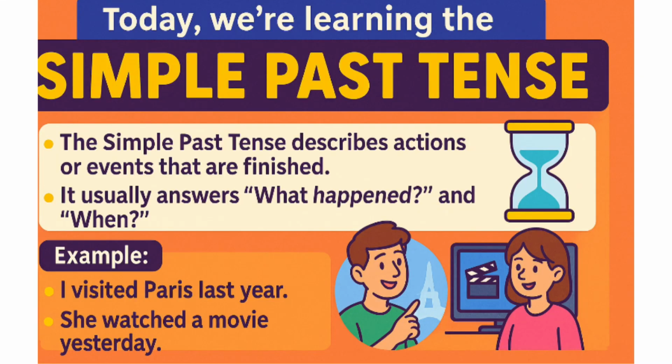Today, we're learning the simple past tense, one of the easiest ways to talk about things that already happened. Welcome back to Easy English with AI.